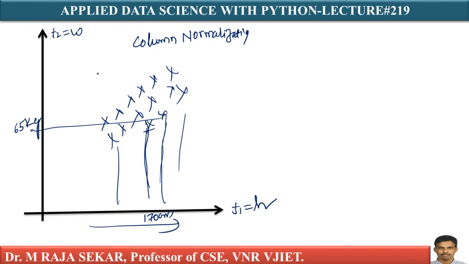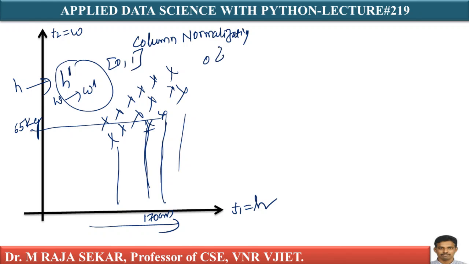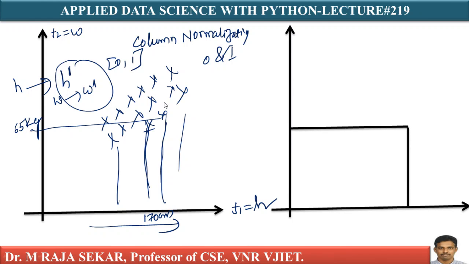I'm transforming this data as follows. My height h is transformed into h dash, and your weight w is transformed into w dash, so that h dash and w dash must be in between 0 and 1. The same concept I want to explain geometrically. I am transforming each of these points on the x-axis and y-axis to lie between 0 and 1, isn't it? To lie between 0 and 1.